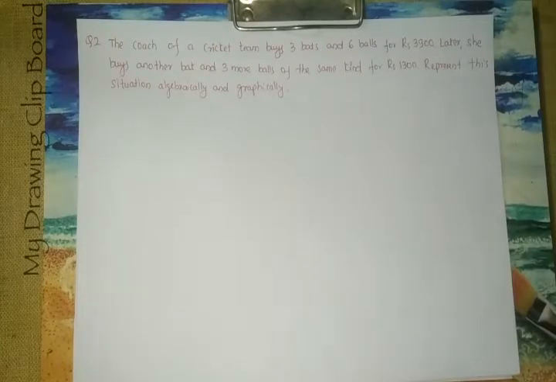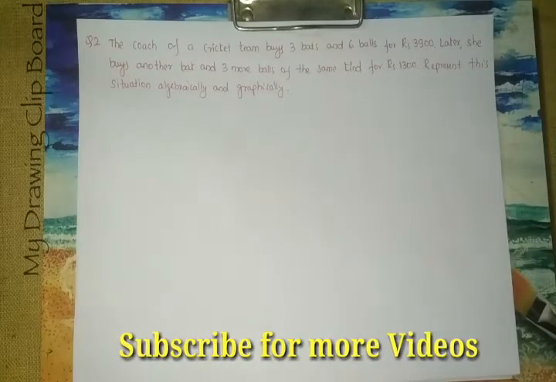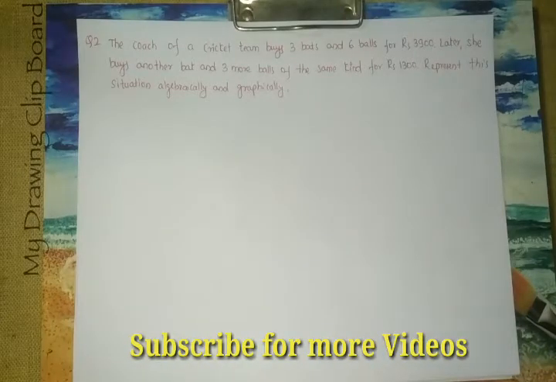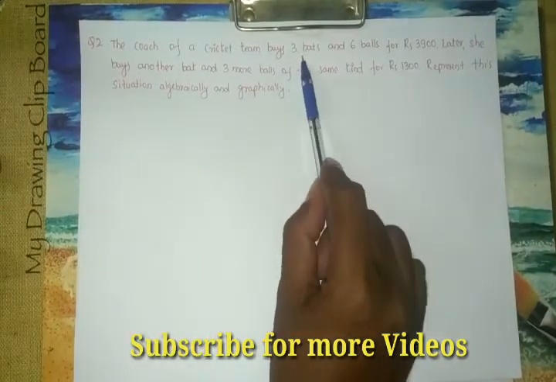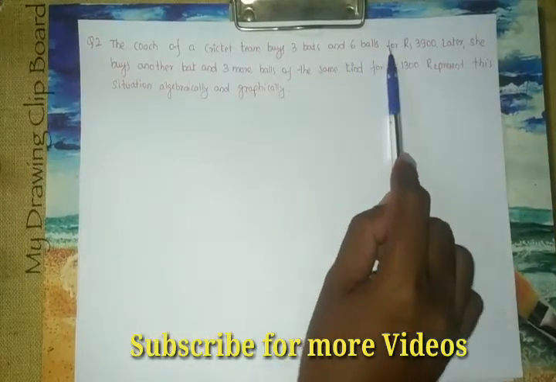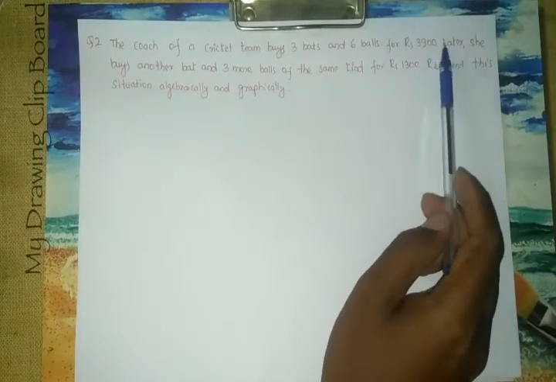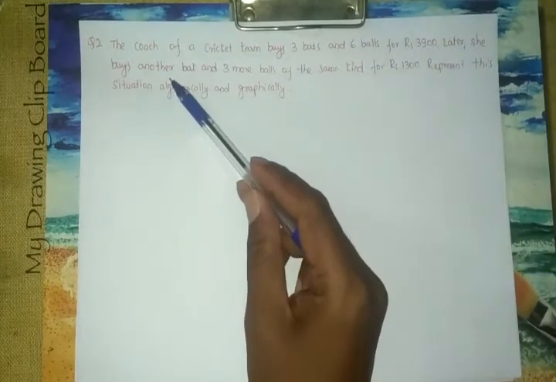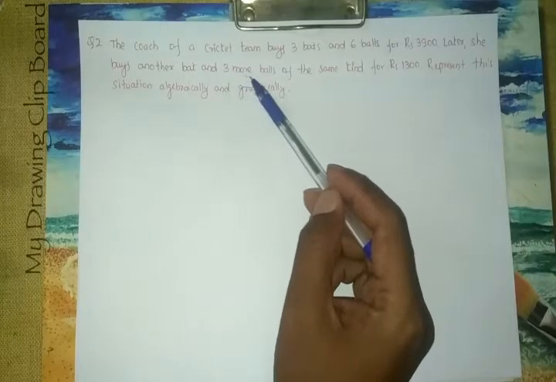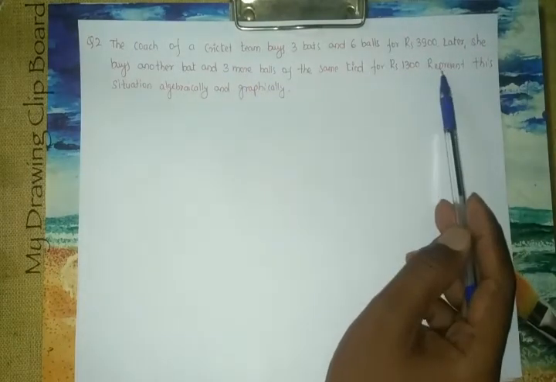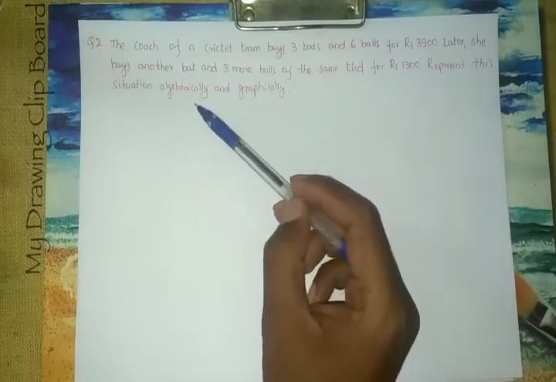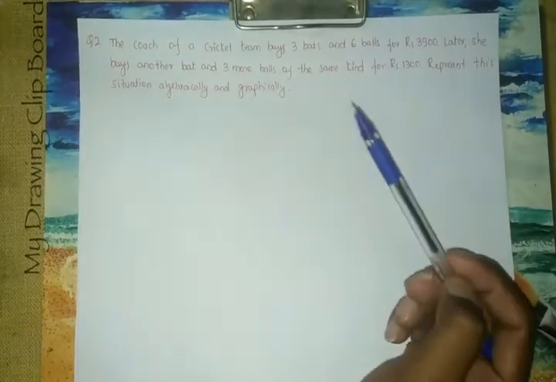Let us solve the second question of exercise 3.1 from NCERT textbook. Question is, the coach of a cricket team buys 3 bats and 6 balls for rupees 3900. Later she buys another bat and 3 more balls of the same kind for rupees 1300. Represent this situation algebraically and graphically.